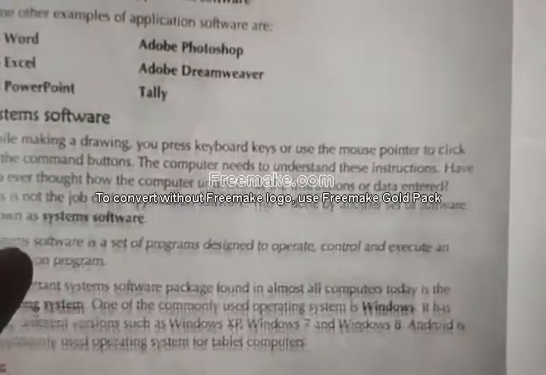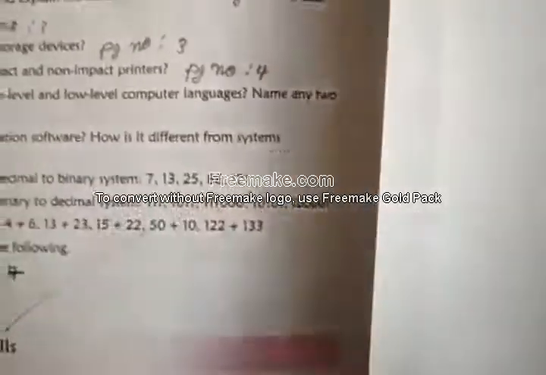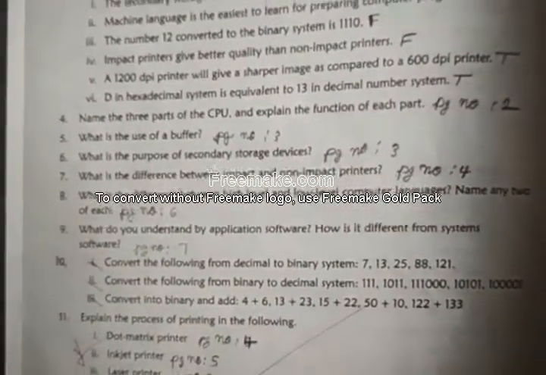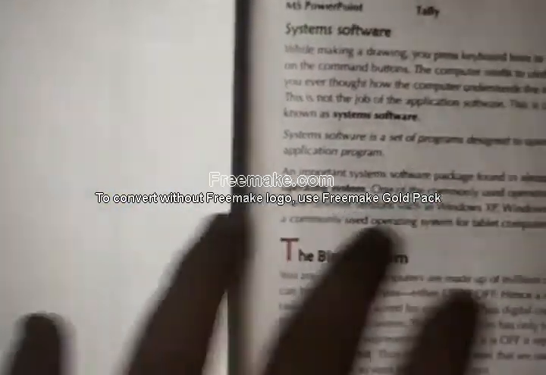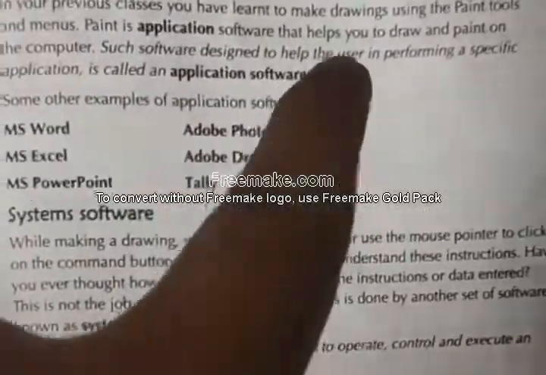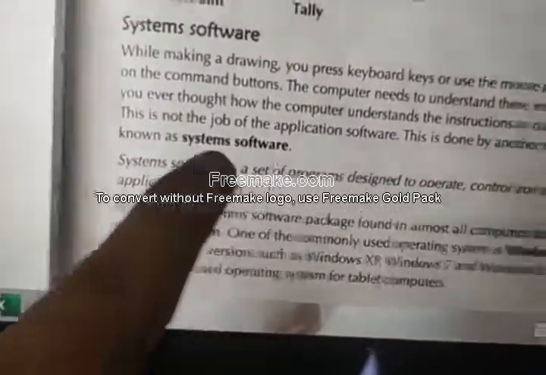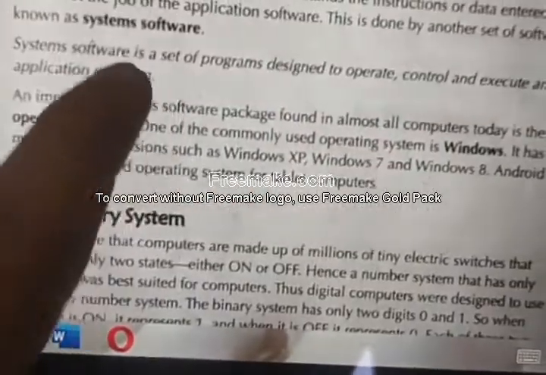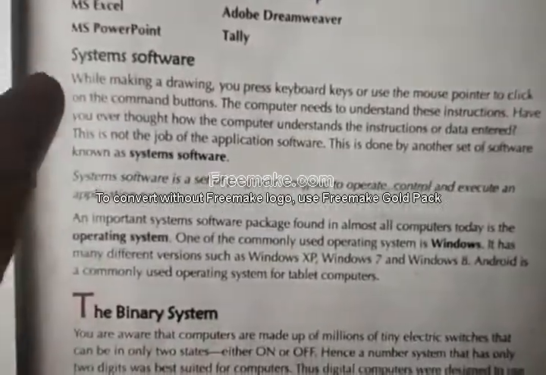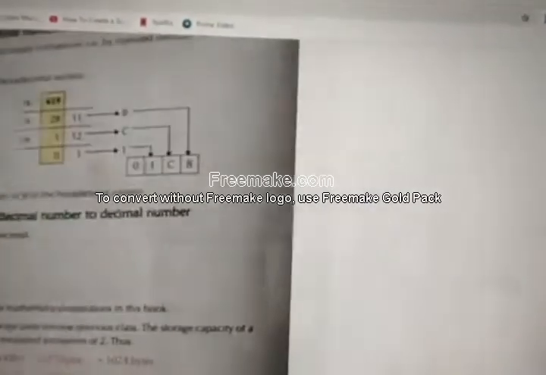This is the second point. These are the answers for question number 9. Question number 9, totally 2 points. First point is from Paint to application software. Second point is from system software to application software. Those are the answers for question number 9.